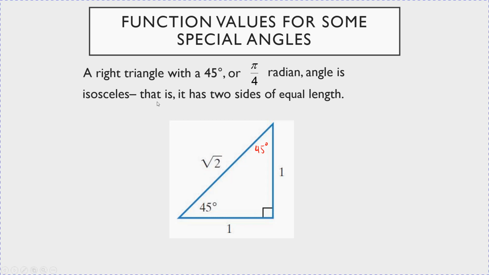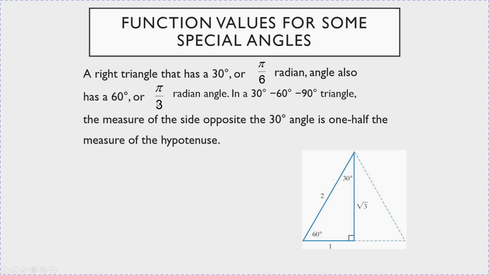All right, let's look at another one here. There's something called a 30, 60, 90 triangle. So a right triangle that has a 30 degree or pi over 6 radian angle also has a 60 degree or pi over 3 radian angle. So in a 30-60 triangle, the measure of the side opposite the 30 degree angle is 1/2 the measure of the hypotenuse. So this is how you would set up the triangle. Here's the 30 degree angle. We're going to have its length be equal to 1, which means the hypotenuse is 2.